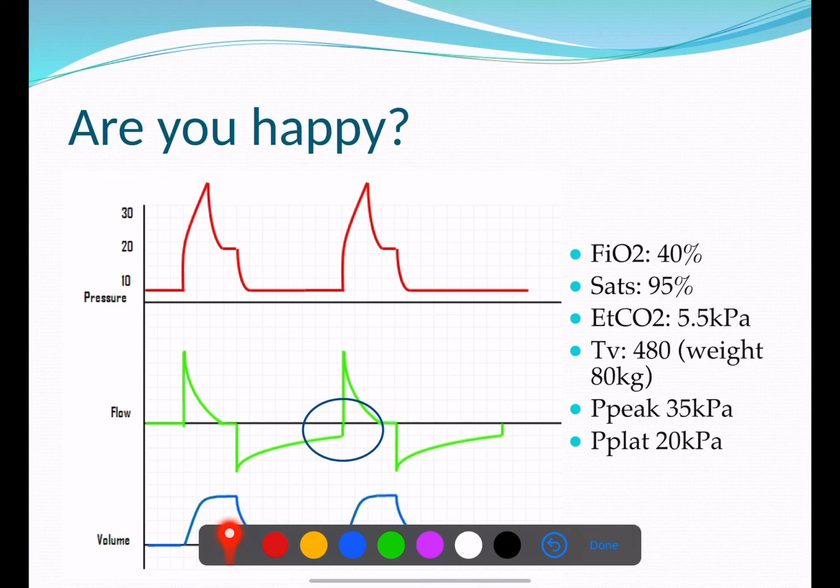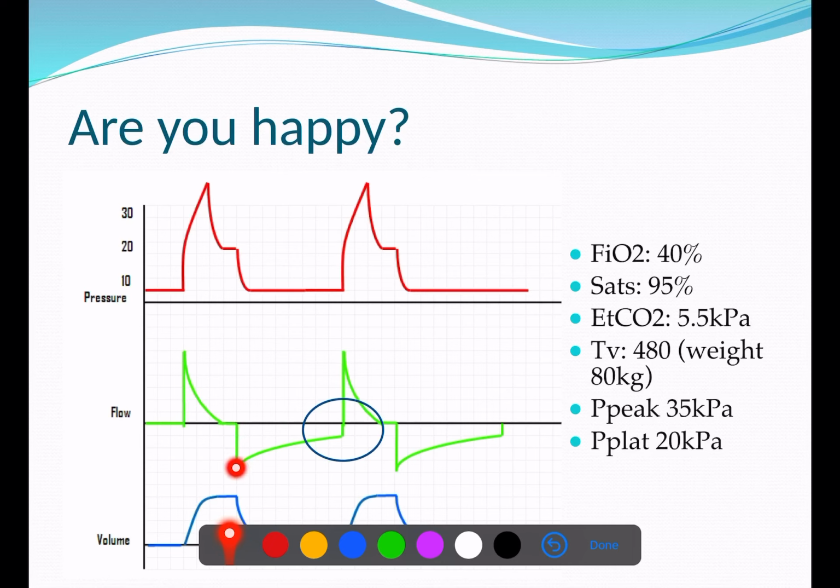Let's think about it. You've got expiration, and then you suddenly got inspiration. So this is gas rushing into the lungs as they fill up, and you've hit that tidal volume that you've set of 480, and then the pressures equalize, and all of this is inspiration. And then at that point you've hit the end of your TI and you expire.